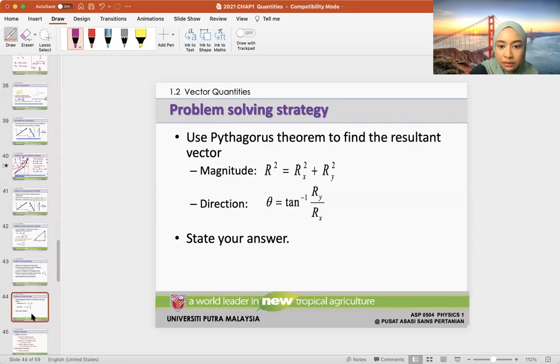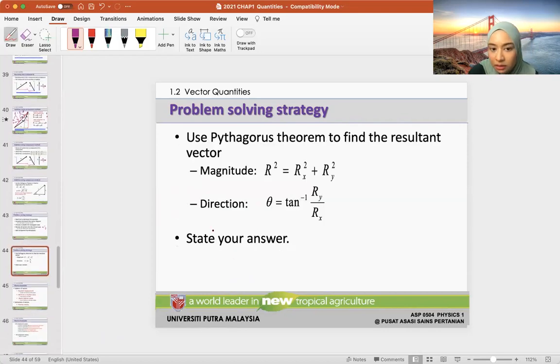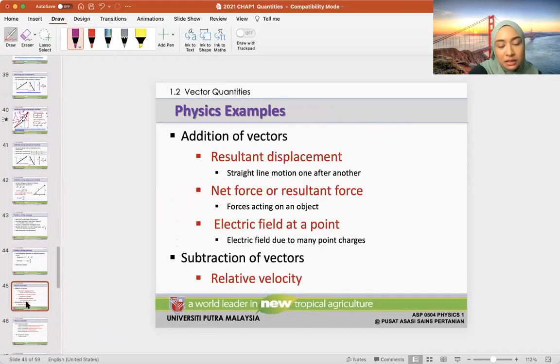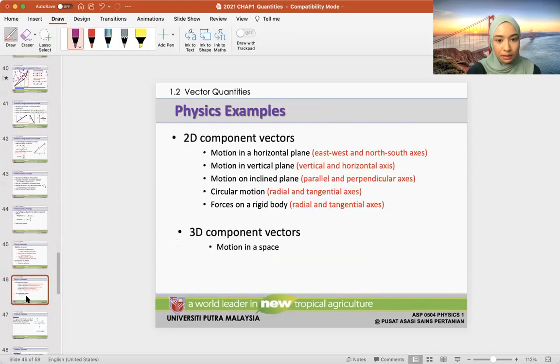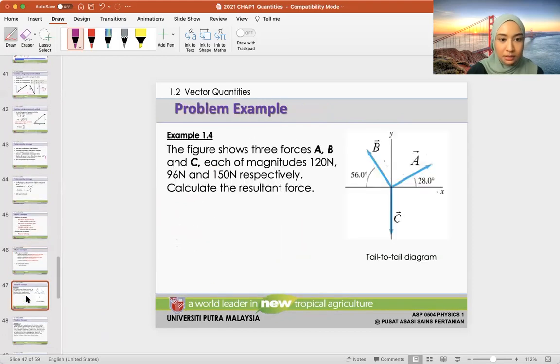Let's do an example. Still a while before we get to the example. Oh my, repeating again. State your answer. Fine. Okay. Let's go on to the example.